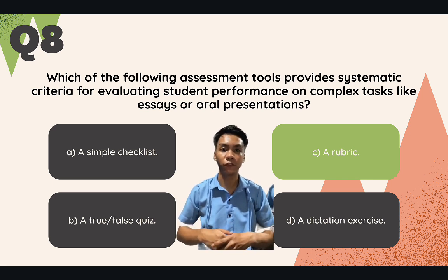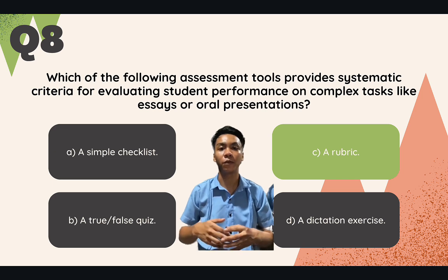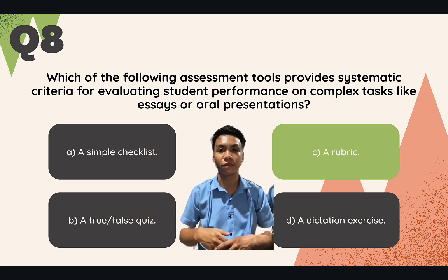However, letter B, a true or false quiz, a format that assesses factual knowledge or comprehension, is unsuitable for evaluating the nuanced performance of complex productive tasks like essays or presentations. And letter D, a dictation exercise. Dictation primarily assesses listening comprehension and spelling, not the ability to organize ideas, construct arguments, or deliver oral presentations.